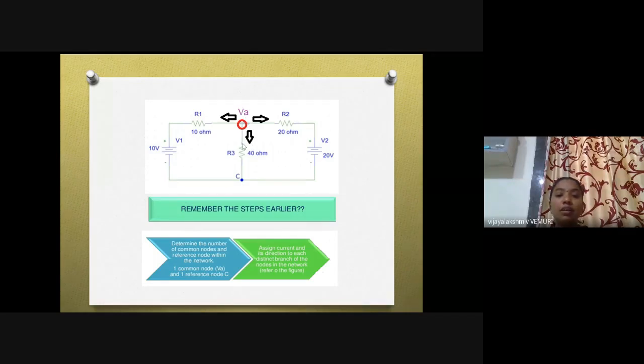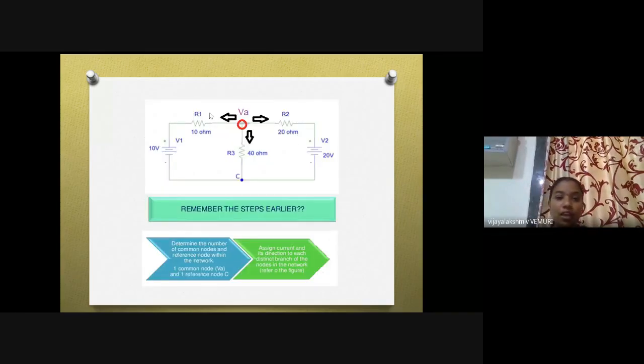So what is the meaning here? The value of VA here is positive and here it is negative. We can say that VA is the voltage across this 40 ohms resistor, where this is negative and this is positive.